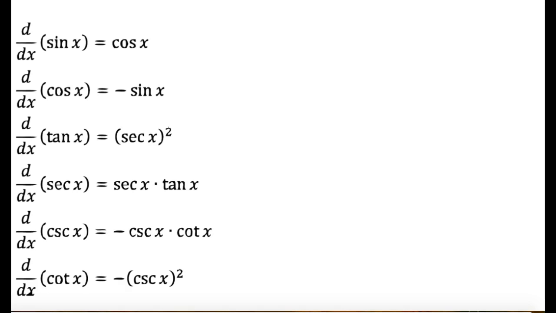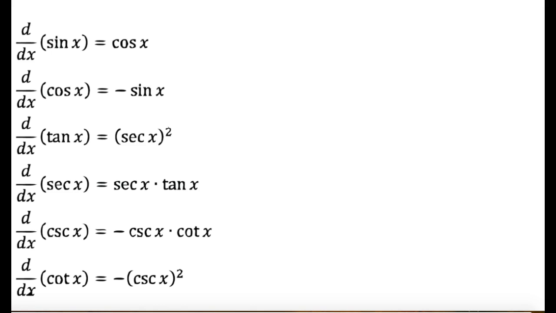All right, let's take a look at a few more trig integrals here, and then we'll actually take a look at a few e to the x and natural log of x integrals as well. So first, let's just review all of our derivatives of trig functions. So here are our six basic trig derivatives. Derivative of sine is cosine, derivative of cosine is negative sine, derivative of tangent is secant squared, derivative of secant is secant times tangent, derivative of cosecant is negative cosecant times cotangent, and derivative of cotangent is negative cosecant squared.